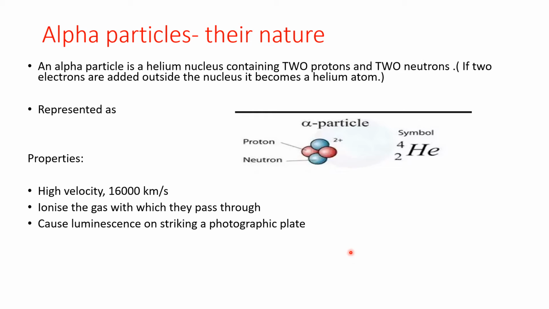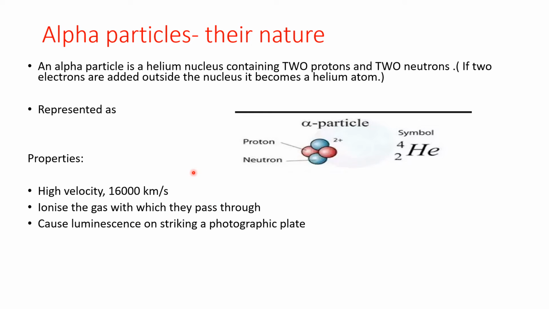Remember, a helium atom is different from an alpha particle. A helium atom has 2 protons and 2 neutrons inside the nucleus, but it has 2 electrons outside. But an alpha particle does not have 2 electrons outside. It has simply 2 protons, 2 neutrons, and a lot of kinetic energy, and therefore it can move with extremely high velocities of the order of 16,000 kilometers per second.